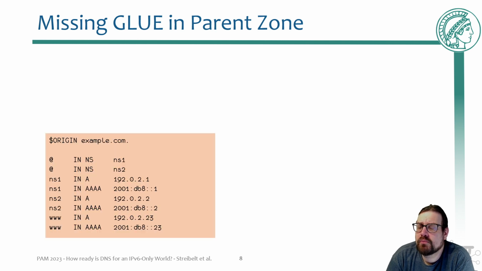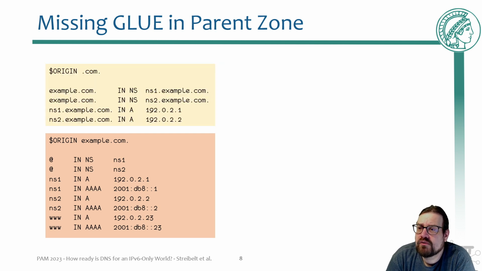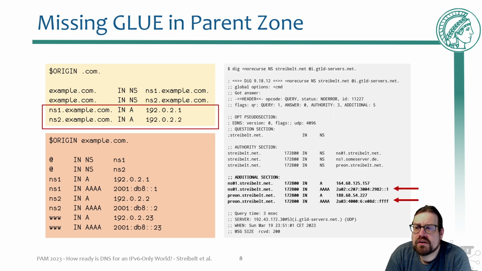Our example.com zone depicted here is configured perfectly with A and AAAA records for all names. But looking at its parent zone, we see that the glue records for IPv6 are missing. On the right, you see how a correct configuration should look on the internet.